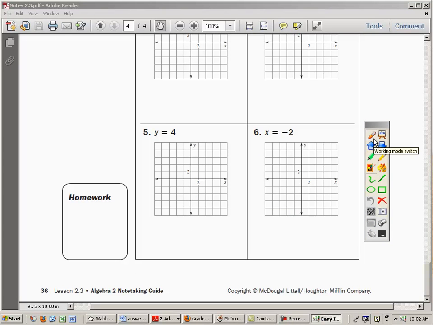Okay, so the last one here has y equals 4. Again, all the y values are staying at 4. So that means I'm constantly going to be up 4. So here's the point 0, 4, here's the point 2, 4, here's 4, 4, here's 6, 4, here's 8, 4, etc., etc. You guys should be getting the idea that y equals lines are horizontal lines.